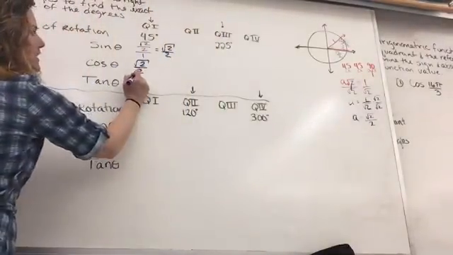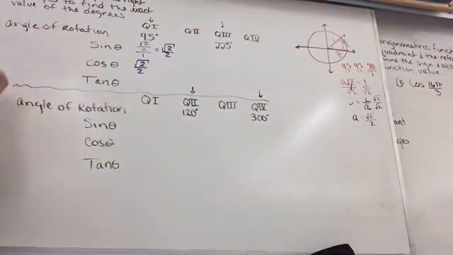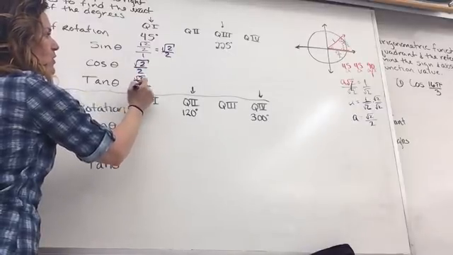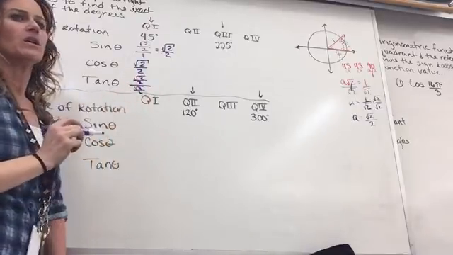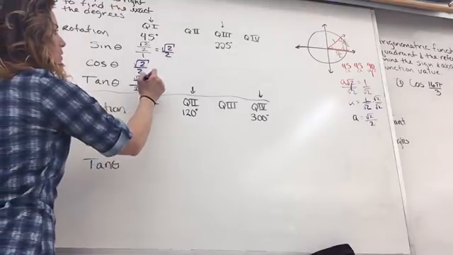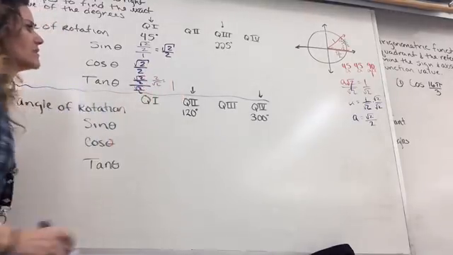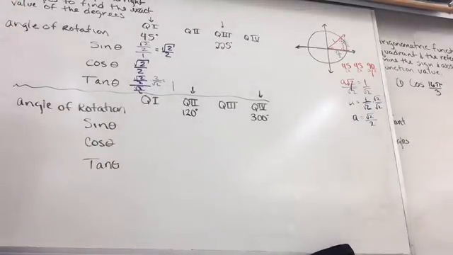So let's look at what that looks like. That's the square root of 2 over 2 divided by the square root of 2 over 2. Well, we don't really divide fractions. We flip it over and multiply, and then everything cancels out. So we get that the exact value for tangent of 45 degrees is just 1.